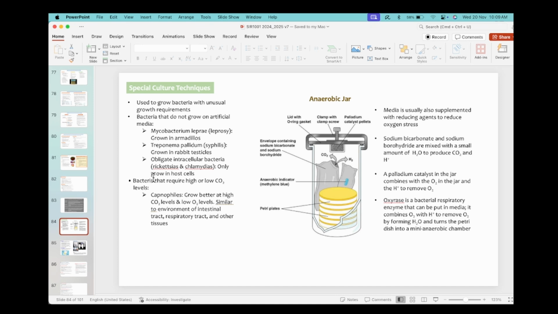Then Treponema pallidum, which is the causative agent for syphilis, is grown in rabbit testicles. Then all those obligate intracellular bacteria, you only grow them in tissue culture. So these are important pathogens, but they require specialized culture approaches. Other than this, you have also covered the capnophiles, bacteria that like CO2.